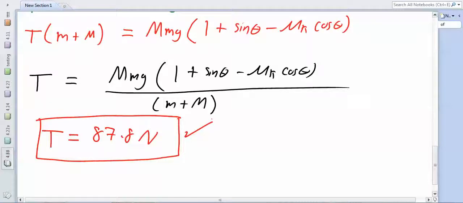To do the motion part, which is part B of the problem, I need to know what the acceleration is of each of the objects. It's the same value. They move as a unit, but just in different directions. So I need to use this tension in order to find the acceleration.